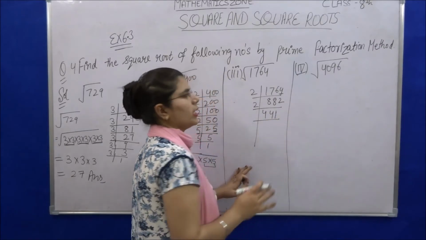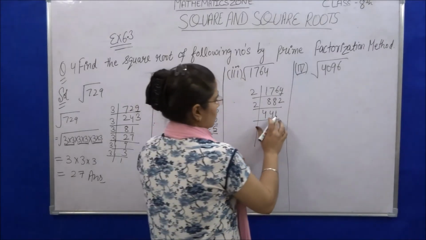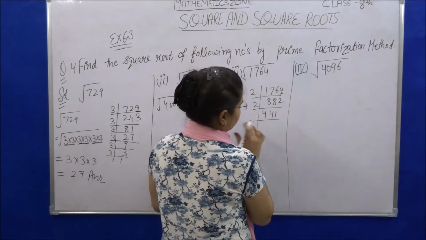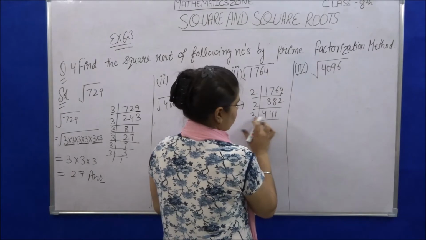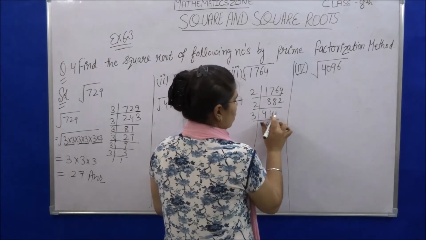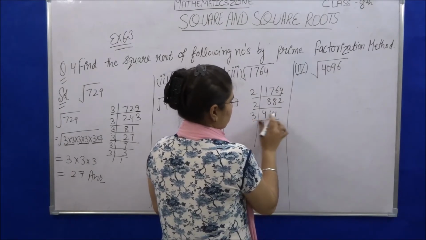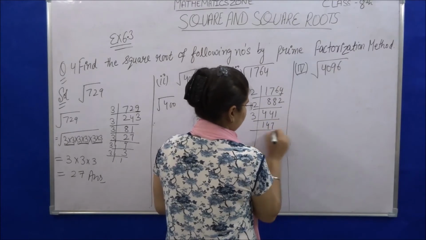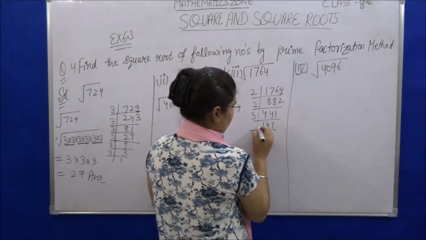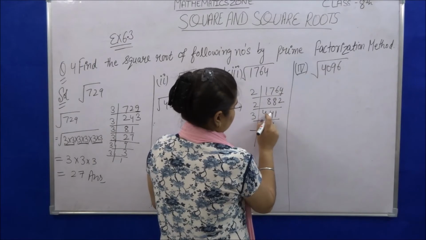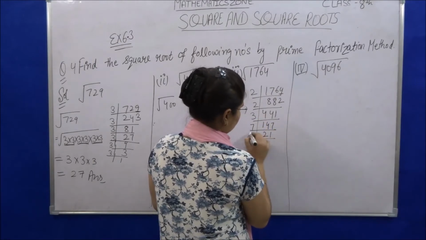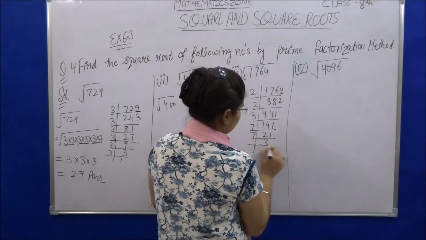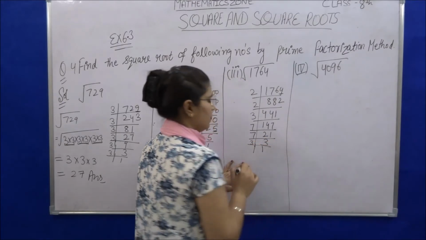We will not take 2 as a number. So if we try with 3, then 3 1s are 3, 1 carry. Here will be 14, 3 4s are 12, 2 will be carried out here. So 3 7s are 21. Now here 7 2s are 14, 7 1s are 7, 7 3s are 21, 3 1s are 3.